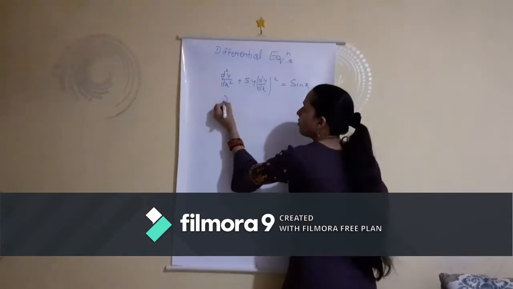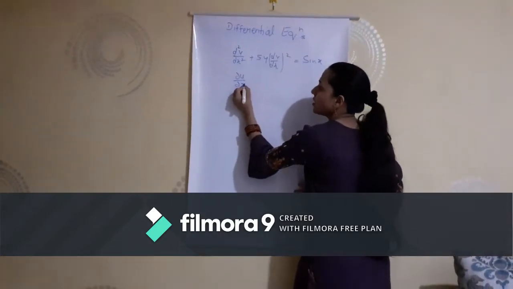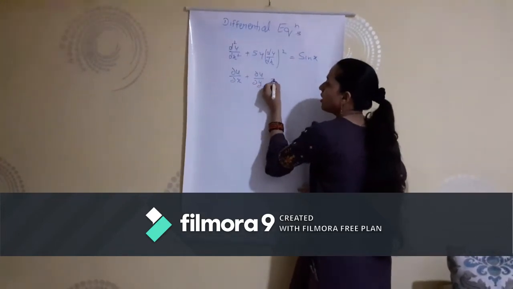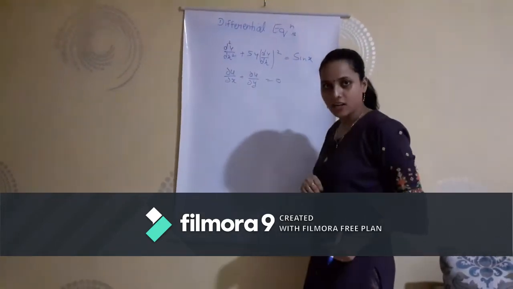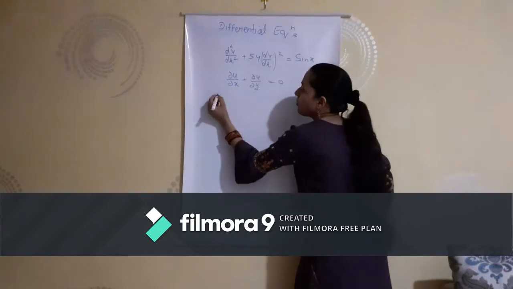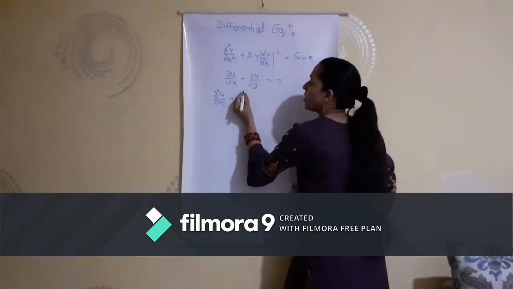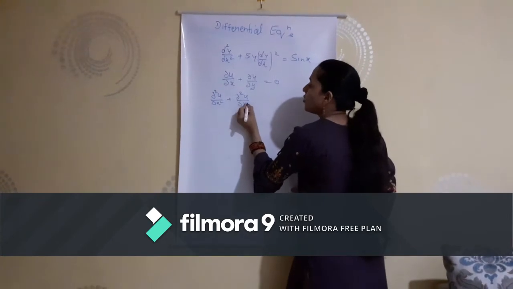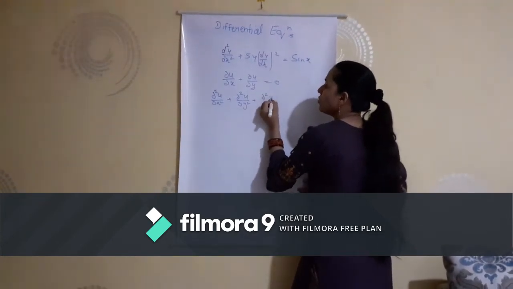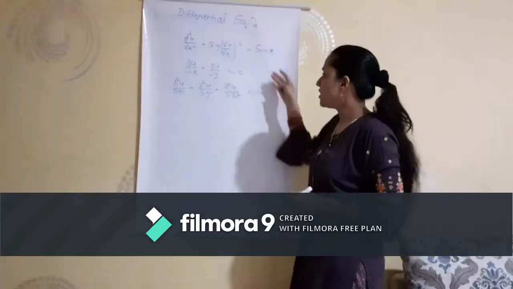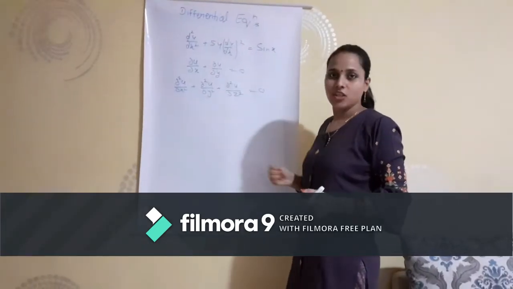Then again we have, we can consider, du over dx plus du over dy equal to 0. This is again a differential equation. Another form we can write is d2u over dx2 plus d2u over dy2 plus d2u over dz2 equals 0. These all three are called differential equations.